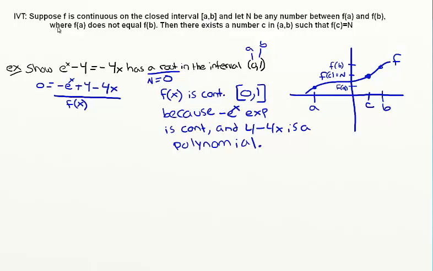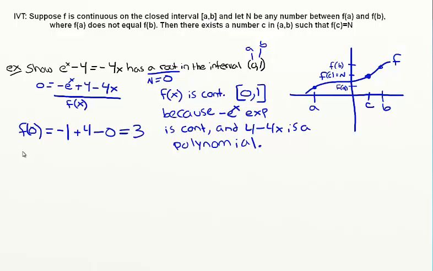So now we've satisfied this first part, f is continuous on the closed interval ab. Now we need to check that our number n, which is 0, is between f of a and f of b. So we'll check f of a, which our a value is 0. So f of 0 is going to be negative e to the 0, and so e to the 0 is 1, so negative e to the 0 is negative 1. And then we have a plus 4, and minus 4 times 0 is 0, so negative 1 plus 4 is 3.